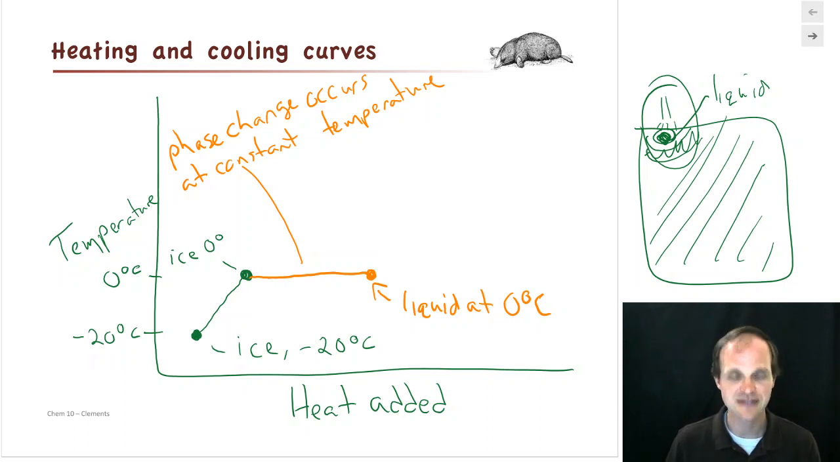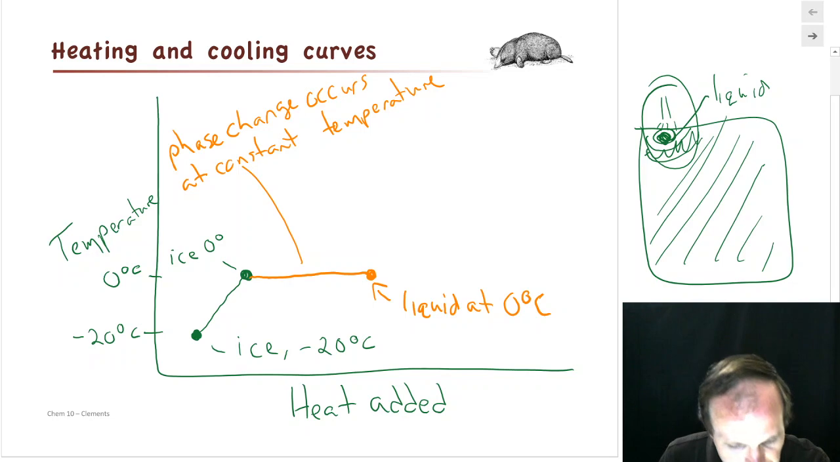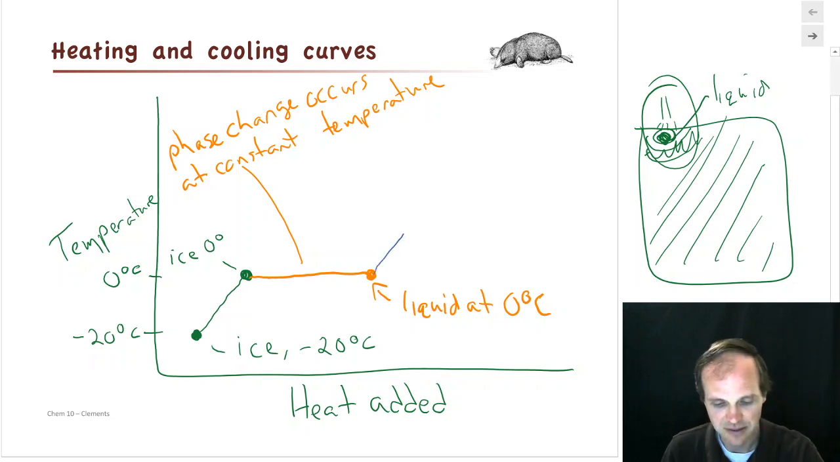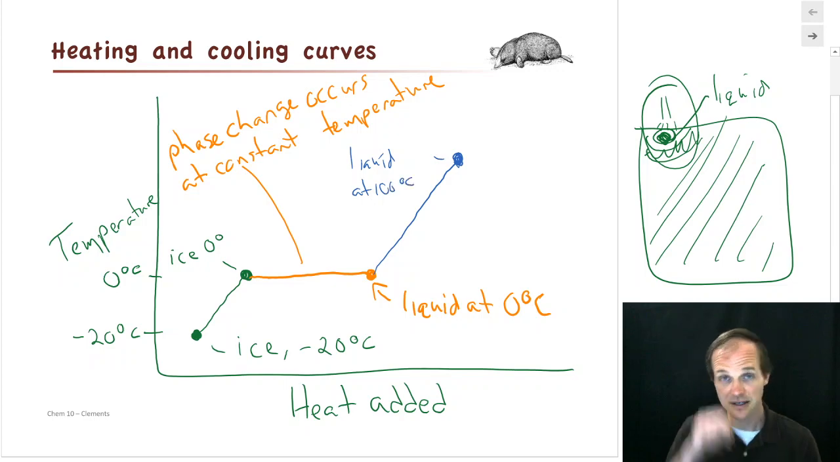So now I've got a liquid at 0 degrees Celsius, and I take liquid water and I keep adding heat. What's going to happen? Well, I'm just going to keep warming it up, aren't I? And so I'm going to keep warming it up until what happens? Until I get a liquid at 100 degrees Celsius. Because something else so special happens to water at 100 degrees Celsius: it boils.